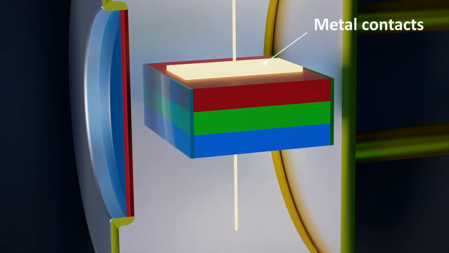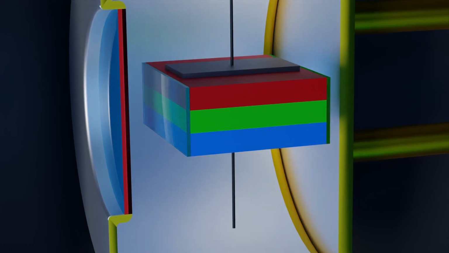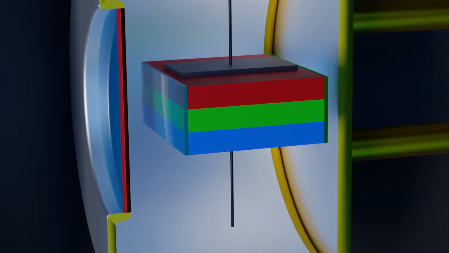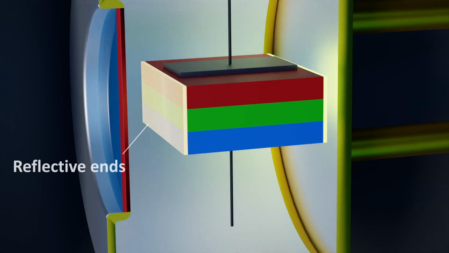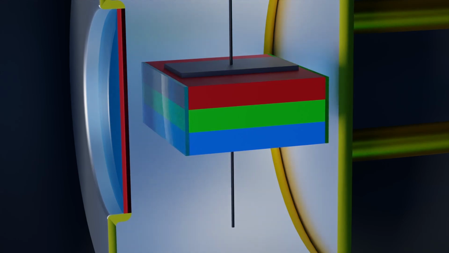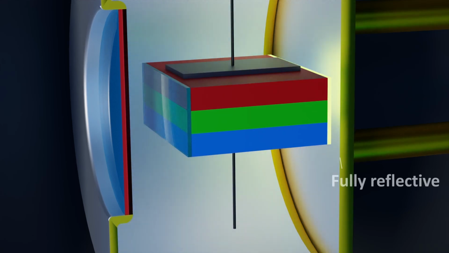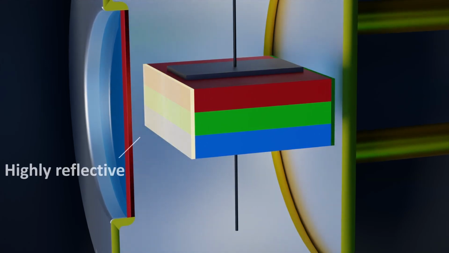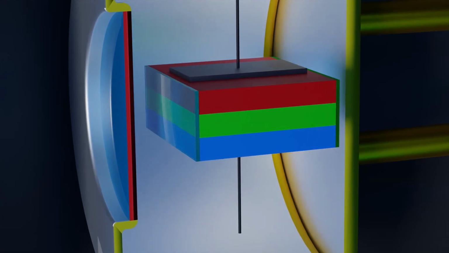Metal contacts are attached to the N-type and the P-type material to allow electric current to flow through the diode. The ends of the diode are coated with mirror-like materials to reflect light and create an optical cavity. One end is fully reflective and the opposite end is highly reflective but can let some light out.